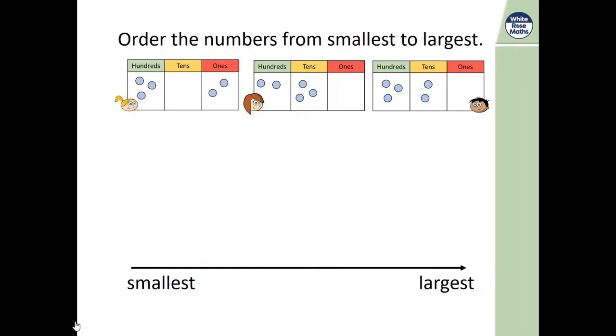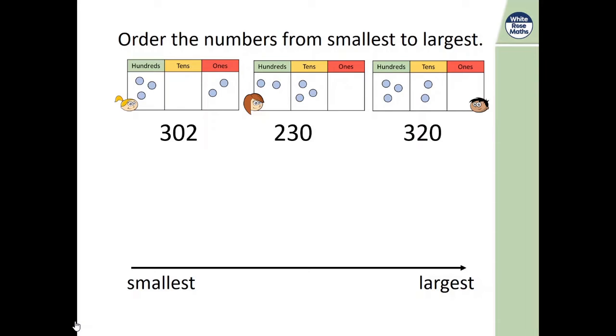Today, the children have used counters to represent different numbers on their place value grids. They need to order their numbers from smallest to largest. Can you see which number each child has represented? Eva has made 302. Rosie has made 230. And Amir has made 320. Let's start by seeing whose number is the smallest.